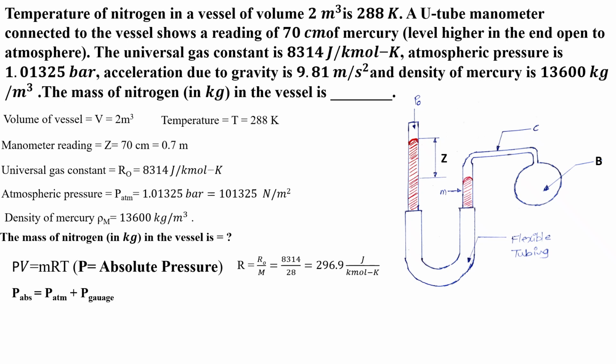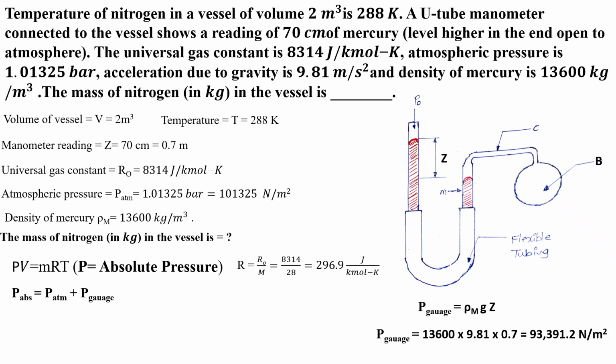And absolute pressure equals atmospheric pressure plus gas pressure. So atmospheric pressure is given, 101,325 Newton per meter square, but the gas pressure we don't know. We have to determine the gas pressure. So from the U-tube manometer, gas pressure equals density of the mercury into acceleration due to gravity into height of the mercury. So that is rho m into g into Z. Rho m, the density of the mercury, is given. Acceleration due to gravity is given, 9.81, and Z, the height of the mercury, is given, 0.7 meter.